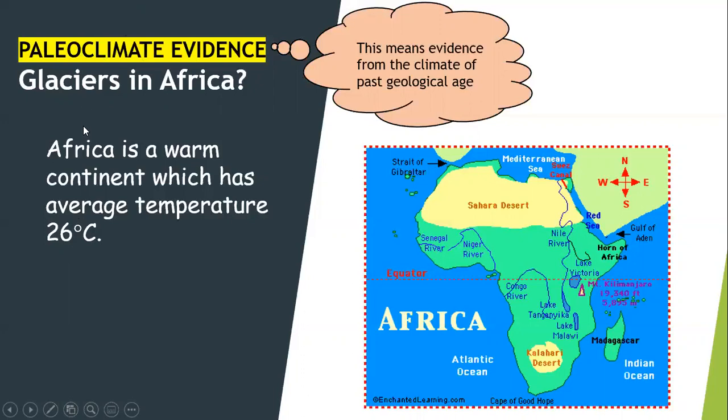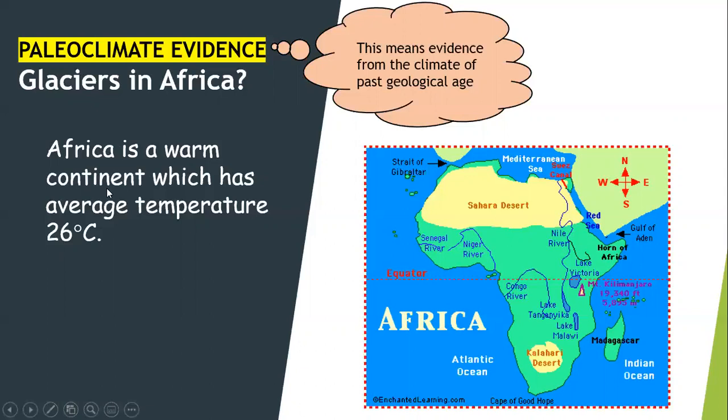Now, how can you have glaciers in Africa? Africa is so hot. It has warm weather. It cannot support glaciers. How can you have these ice structures in Africa? Ice structures are always there in areas which are close to the poles. You cannot have ice structures in Africa. So how can we have the glacial grooves in Africa? How?